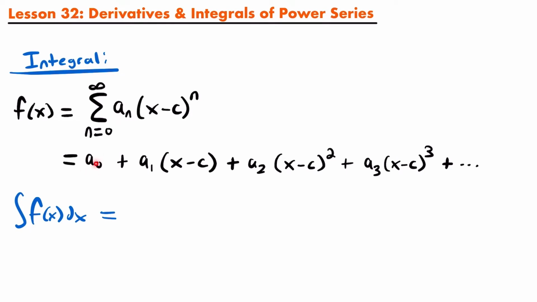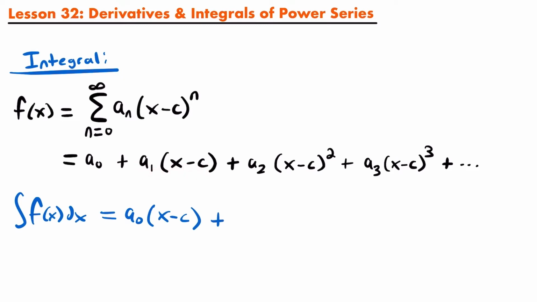So the integral of a sub 0 would be a sub 0 times x, but since our power series is centered at c, instead of just multiplying by x, we're going to have a sub 0 times x minus c. All right, so just x minus c to the first power. And then for our second term, we want to integrate a sub 1 times x minus c.